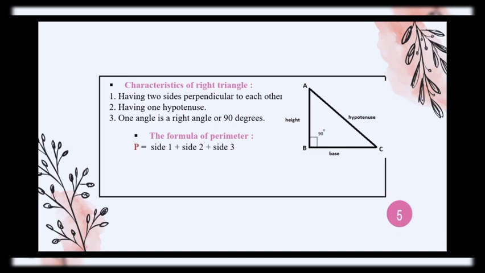Next is the formula of perimeter. Perimeter equals side 1 plus side 2 plus side 3, or the sum of all sides. And next is the formula of area. Area, or A, equals a half times base times height.